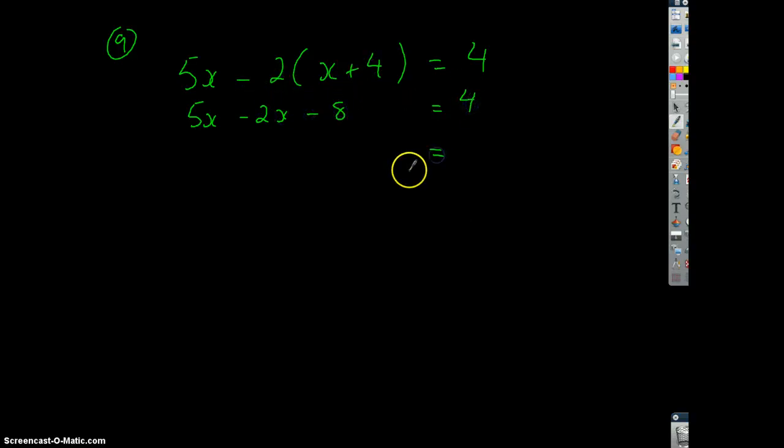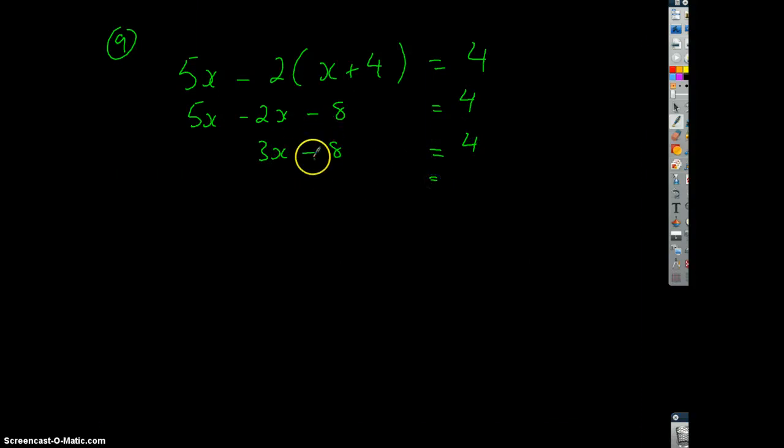Okay. It's actually good if you do find a mistake, to help you to just check through your answers. Okay, 5x minus 2 times x plus 4 is equal to 4. Okay, nice equal sign there. 5x. Now it's negative 2 times positive x, which is negative 2x. Then it's negative 2 times positive 4, which is negative 8. 5x take away 2x is 3x, minus 8 is equal to 4.